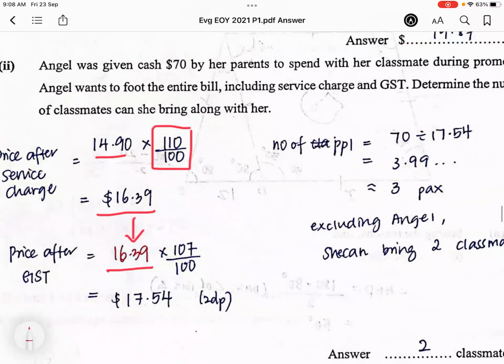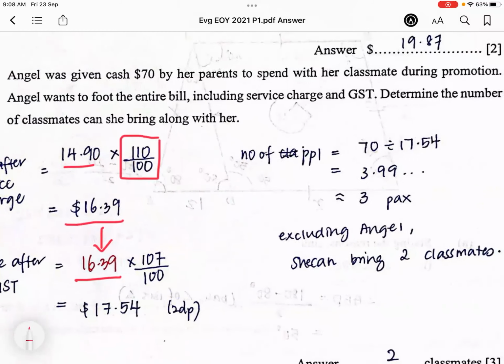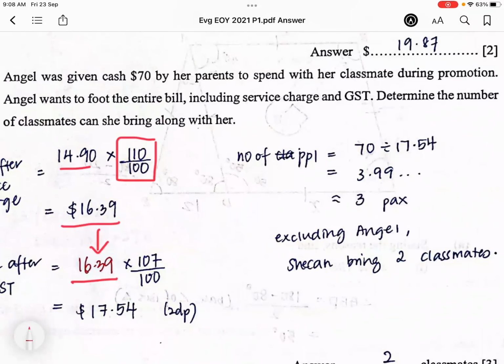Next thing, Angel is bringing along her classmates. How many people can she pay for? So I take 17 divided by this number. It looks like 3.99, right? So some people round up to 4, but I don't have sufficient money to pay for the 4th person because I can only pay for 0.99 of the person. So technically, I can only pay for 3 persons.